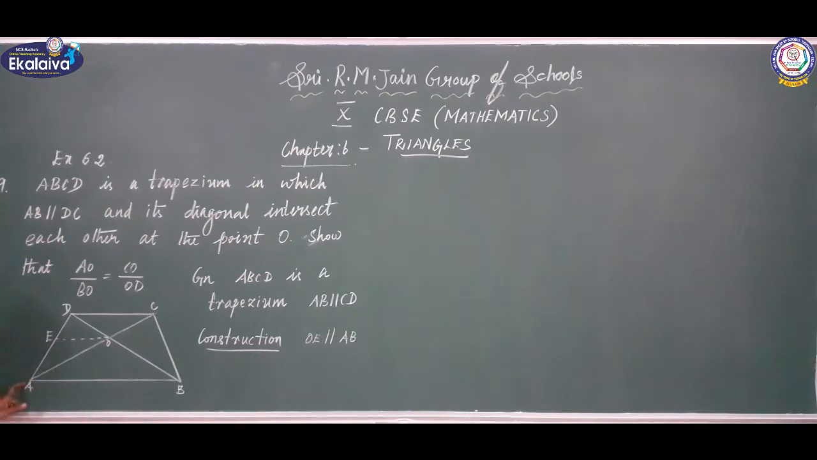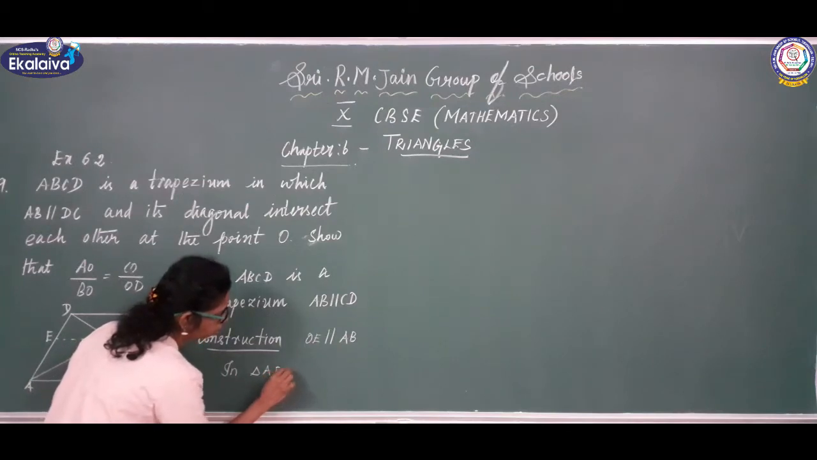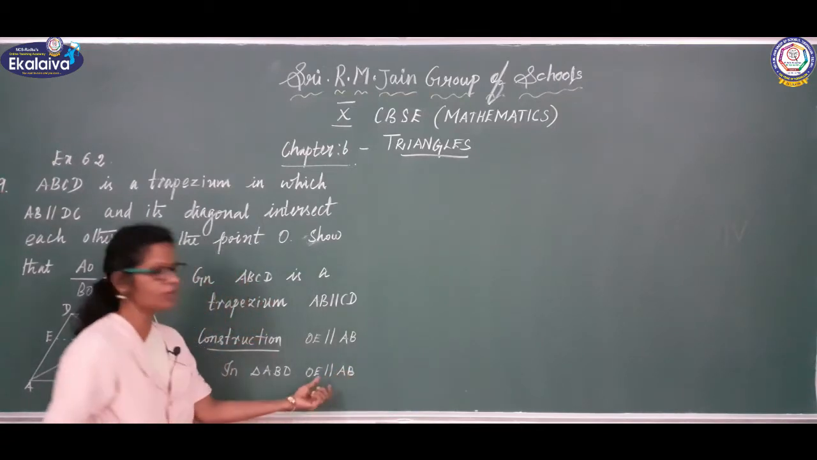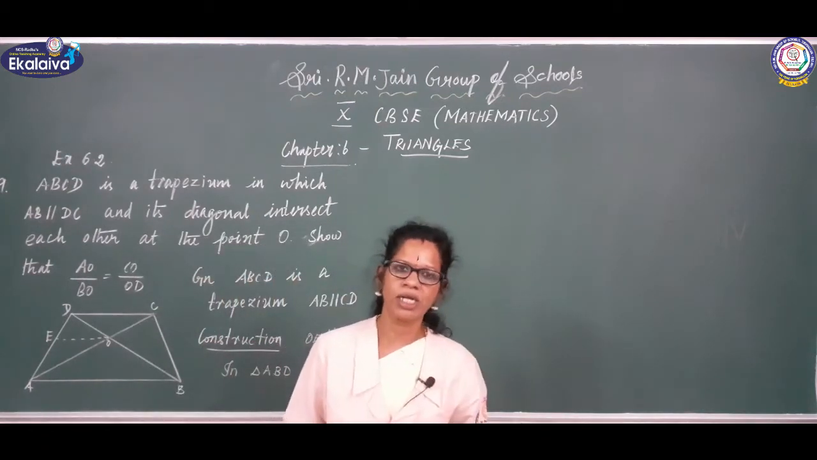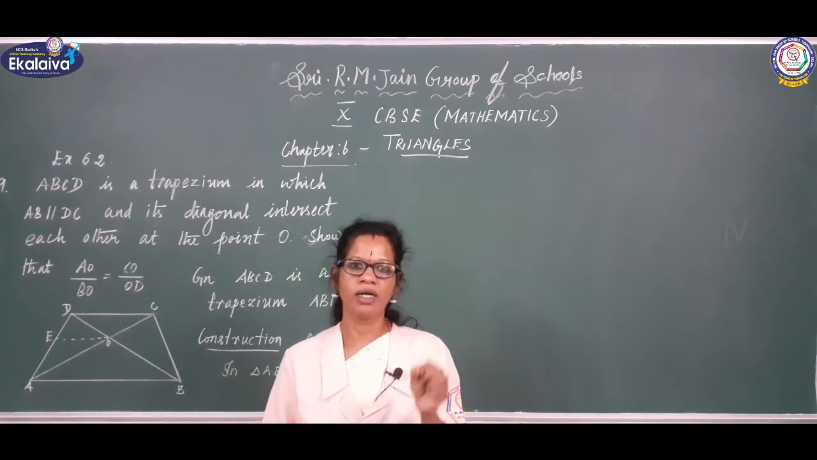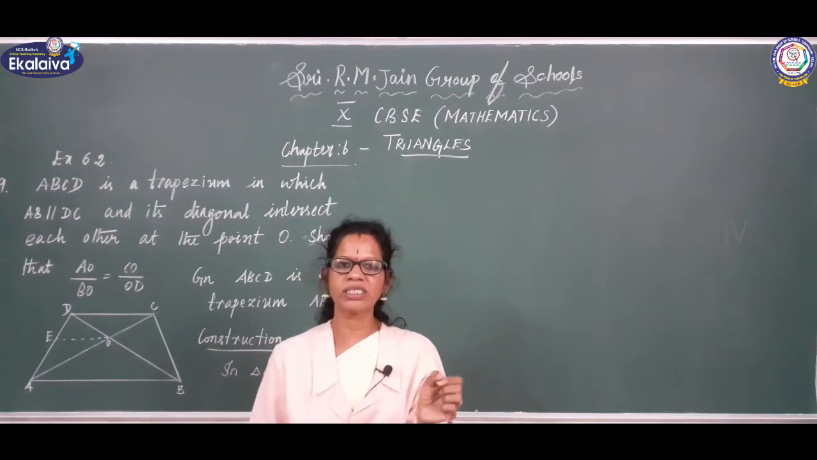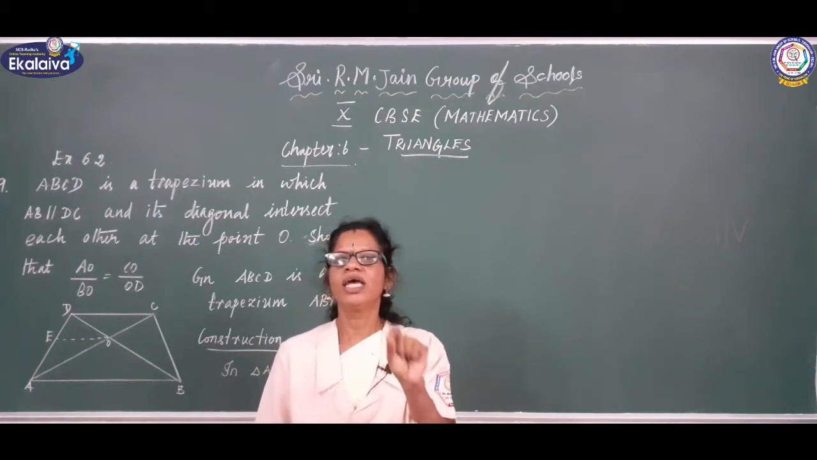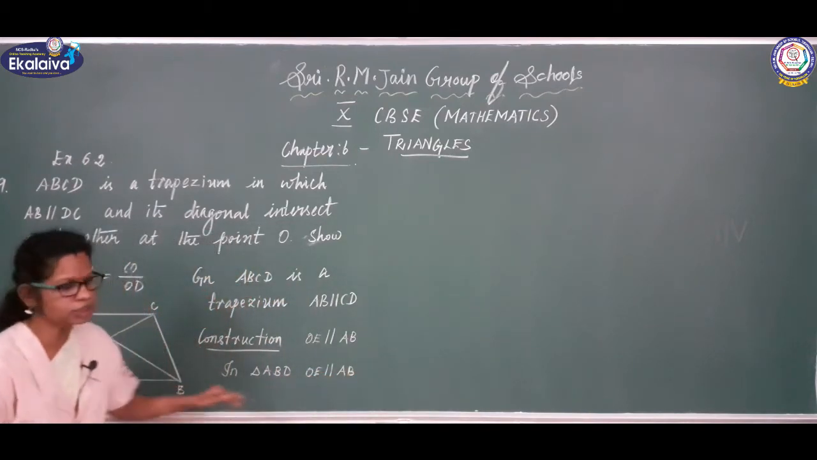Then I am going to take a triangle ABD. In triangle ABD, OE parallel to AB. When you see the word parallel, what comes to your mind? Immediately you should recall the Thales theorem, right? What he says: in a triangle, a line drawn parallel to one side of a triangle intersects the other two sides in distinct points, then the other two sides are divided in the same ratio. I am going to use Thales theorem here.